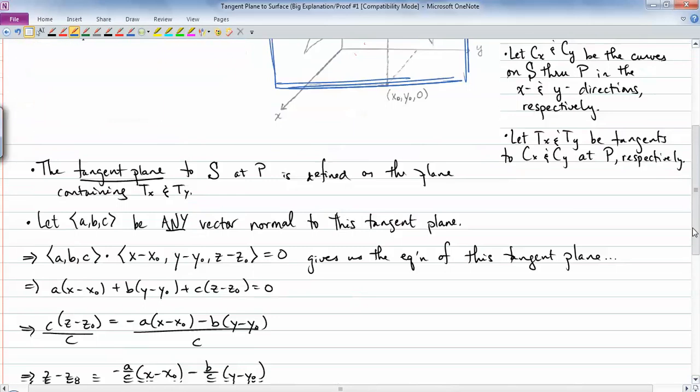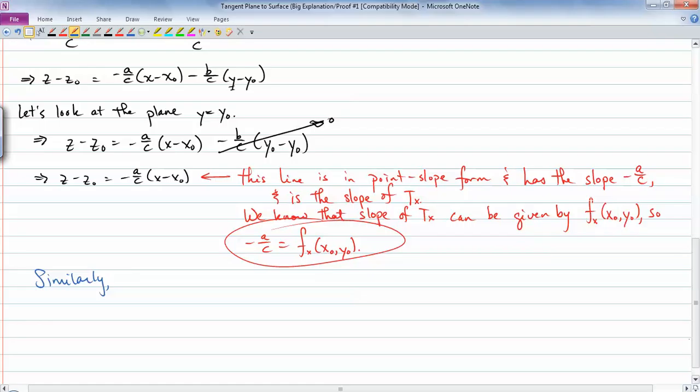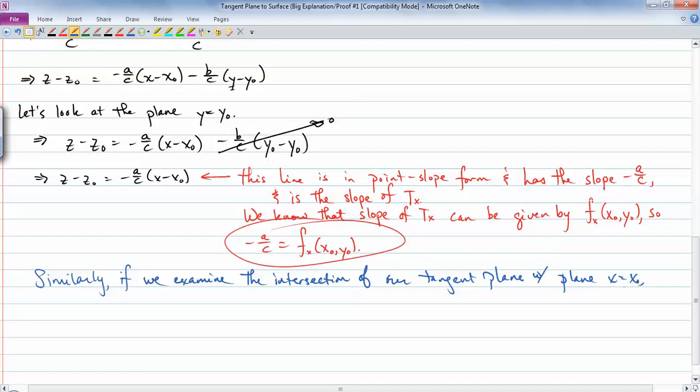So if I do the same thing, similarly, if we examine the intersection of our tangent plane with the plane x equals x naught, we find that we can show that the slope negative b over c is the same thing as f sub y when we plug in x naught, y naught.